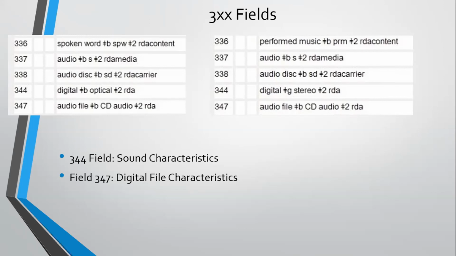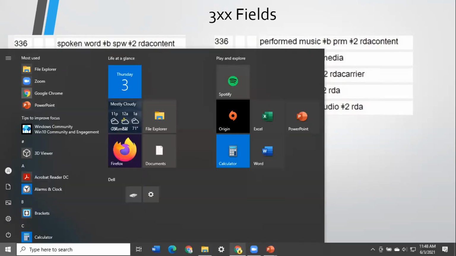347, excuse me, is digital file characteristics. Let's see. So audio file is generally what you want. This is another place where RDA may or may not have a list of terms available. And again, you can use separate fields as well. Okay, let me jump over to that supplement that I showed before by mistake.